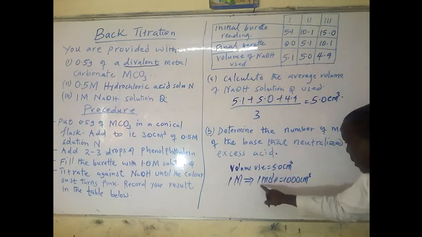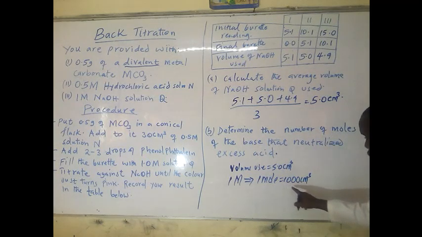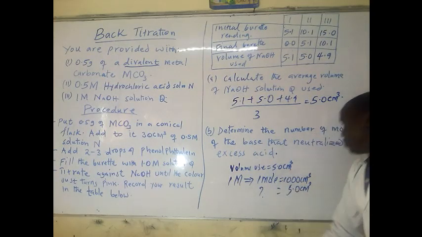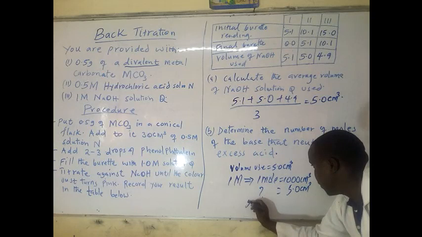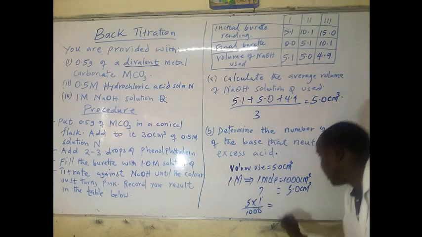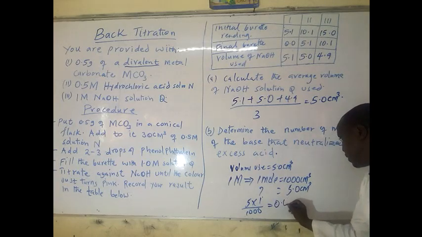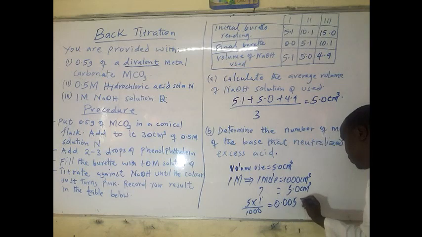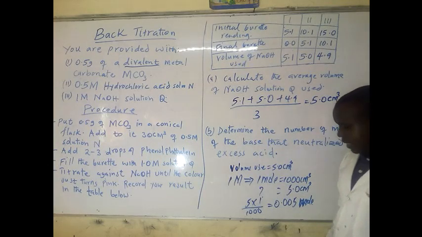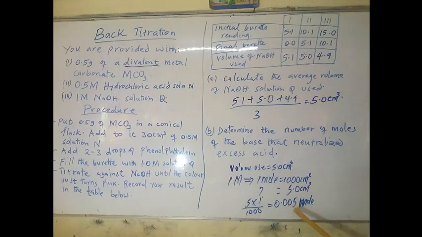So we will ask, if 1 mole of sodium hydroxide is equal to 1,000 centimeters cube, what about 5.0 centimeters cube will give us how many moles? Now, this one is 5 times 1 divided by 1,000, and this one gives us 0.005 moles. So the moles of sodium hydroxide that reacted with excess acid is 0.005. Very good.